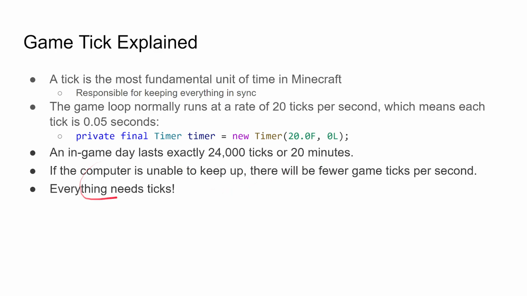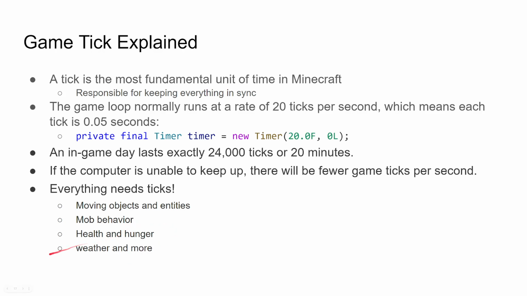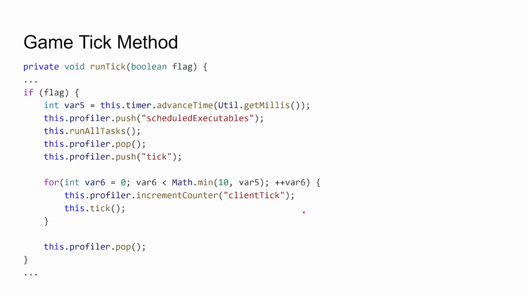So everything needs ticks. Moving objects, minecarts, mobs, zombies, ender dragon, mob behavior. So like if the ender dragon decides to shoot anything at you or maybe perch, all that requires ticks. Your health and your hunger, of course, also require ticks. And then the weather and pretty much everything else, like terrain updates, how fast grass spreads, all of that.